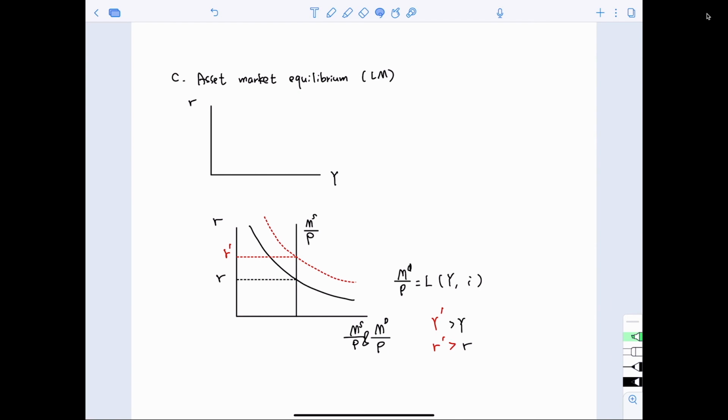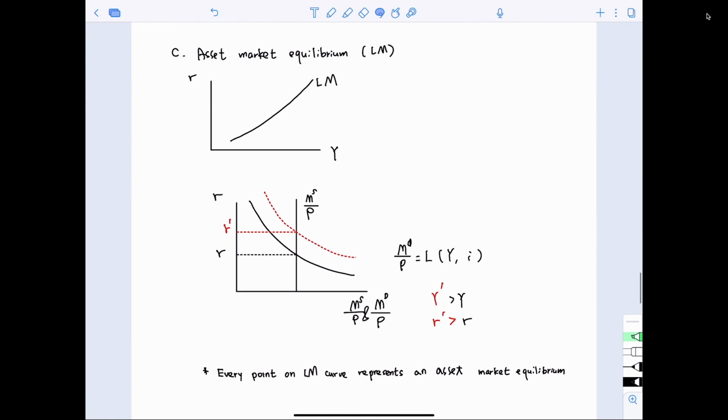Therefore, in conclusion, based on this diagram, there exists a positive relationship between the real interest rate and the output when the asset market is in equilibrium. Therefore, we can draw the asset market equilibrium as a line sloping upward, and we call it the LM curve. Similar to our previous discussion, every point on the LM curve represents an asset market equilibrium.